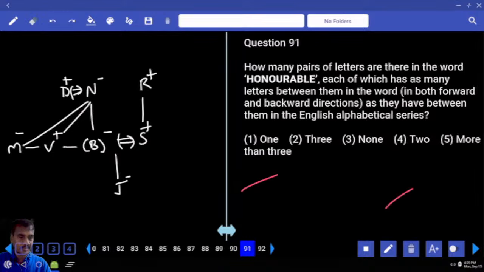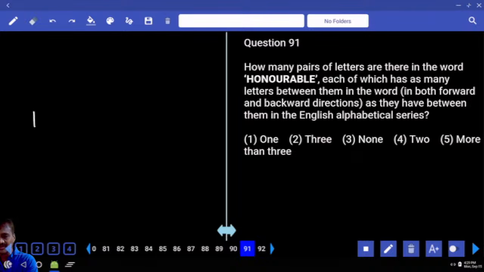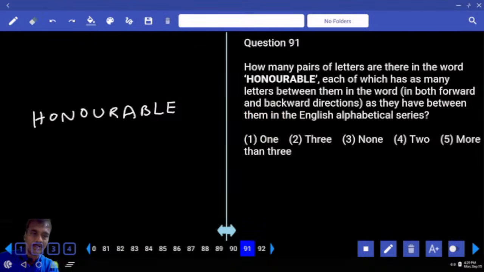Then 91. Now 91, how many pairs of letters are there? What is the word given? H-O-N-O-U-R-A-B-L-E, the word given is honorable. Now in this word, how many pairs of letters? H, I-J-K-L-M-N-O-P-Q. O, P-Q-R-S-T-U-V-W. N-N-O, there is a pair.